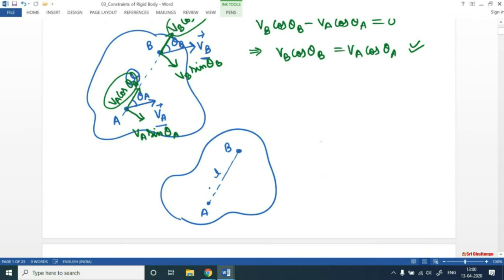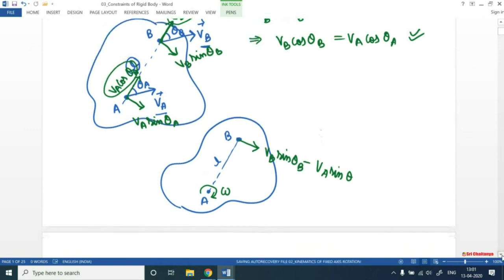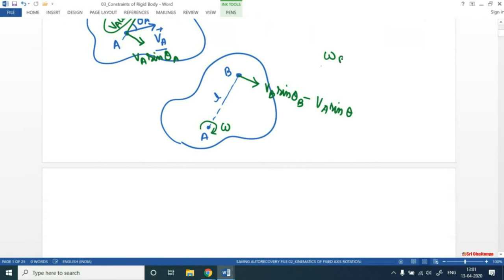So the velocity of point B with respect to A along this line is going to be zero, but it is going to have a tangential component of velocity. That we can safely say would be VB sine theta B minus VA sine theta A. Since point B is moving tangentially with respect to A, it will have some angular velocity omega. So omega B with respect to A we can calculate; that will be simply tangential velocity upon L. So that would be VB sine theta B minus VA sine theta A divided by L.